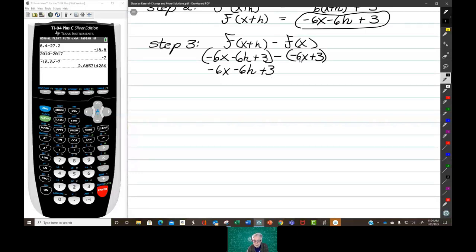Negative times negative 6x is positive 6x, or plus 6x. And negative, or minus, times plus 3 is minus 3. So then does it cancel out the 6x and the 3? Yeah. Negative 6x plus 6x equals 0. And 3 minus 3 is 0. So I'm left with negative 6h. So now I know that f of x plus h minus f of x is negative 6h. So now I can go on to step 4.